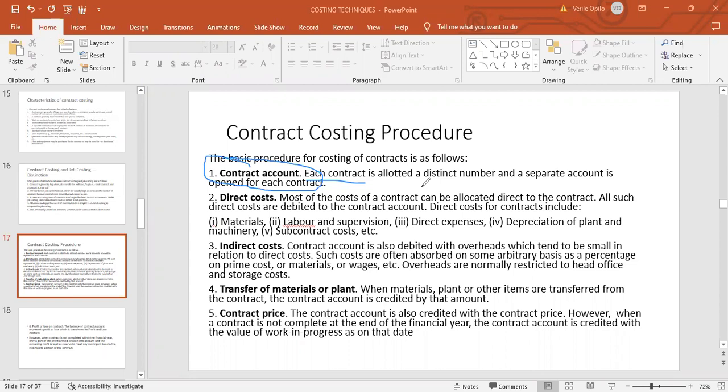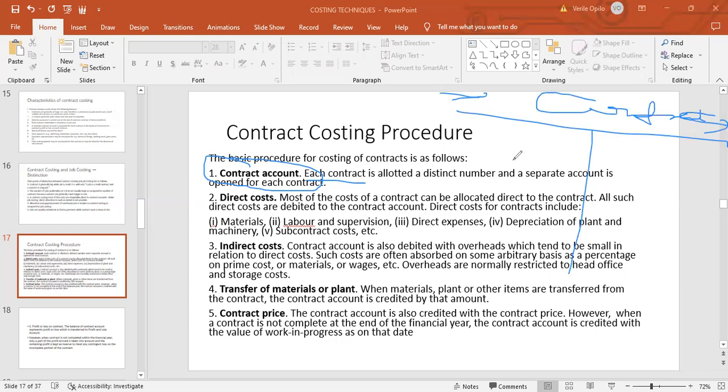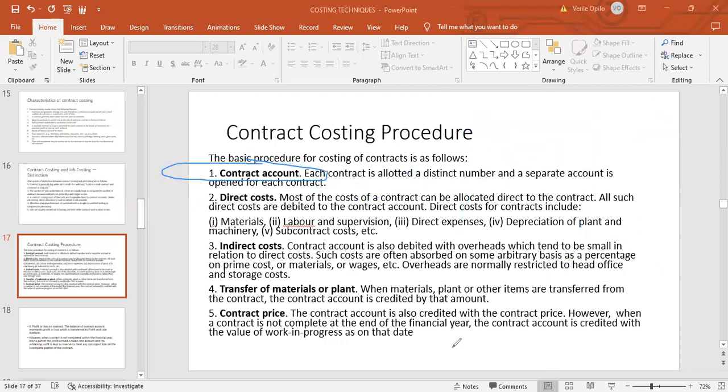So you always have to have a contract account, and a contract account is simple, just like any other T account, whereby you have the debit side and then you have the credit side. In this case, you will be recording all the details on either side, the left hand side and the right hand side. We will be preparing this contract account shortly. So in the contract account, you are going to be recording details.